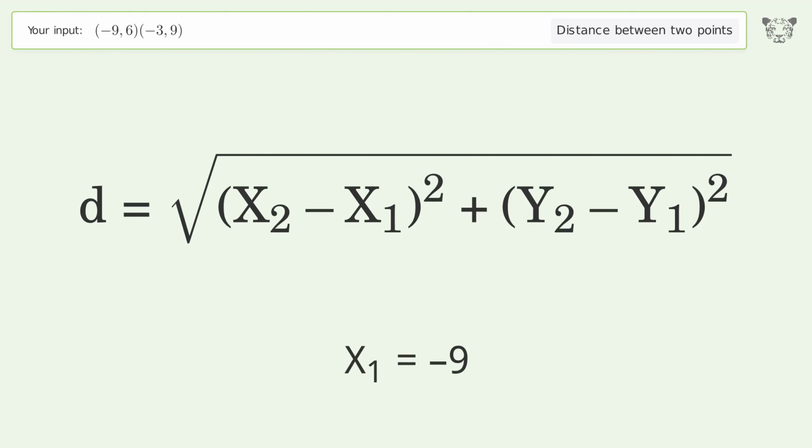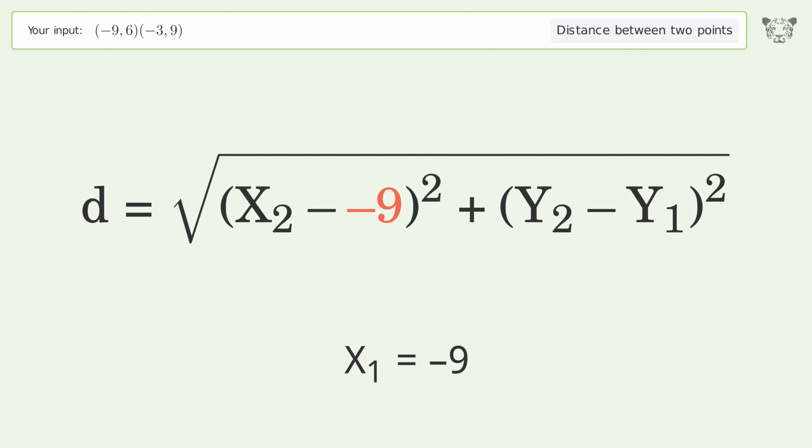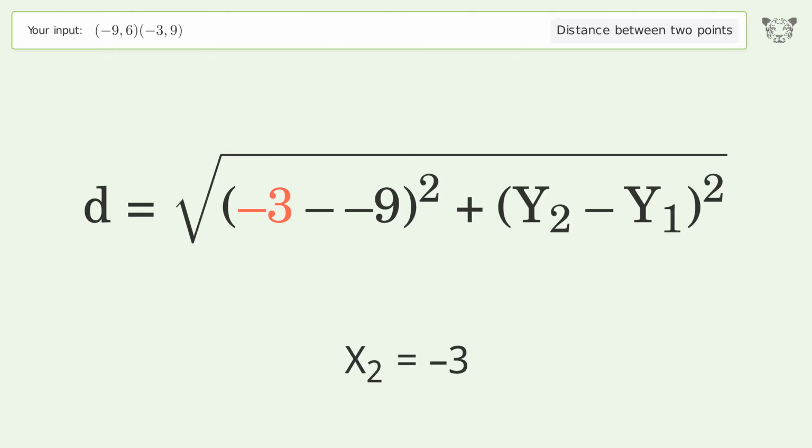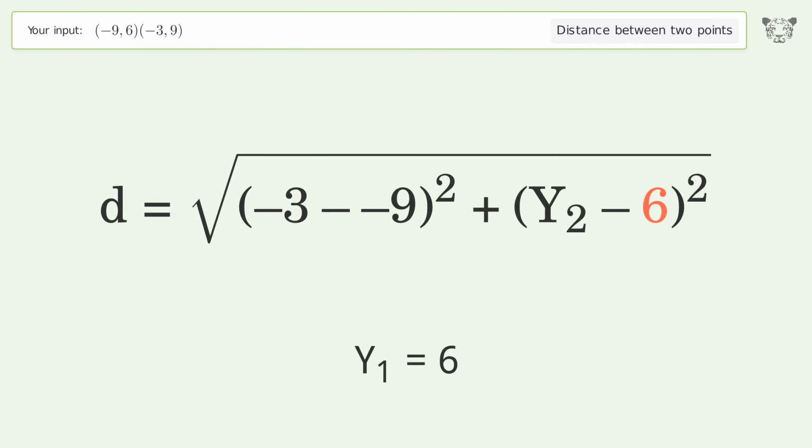x1 equals -9. x2 equals -3. y1 equals 6. y2 equals 9.